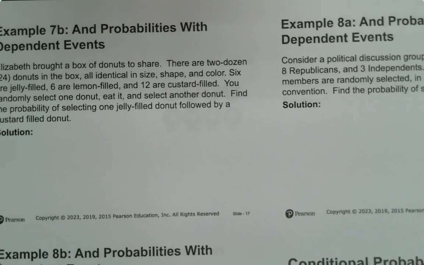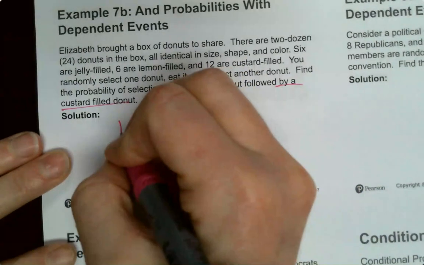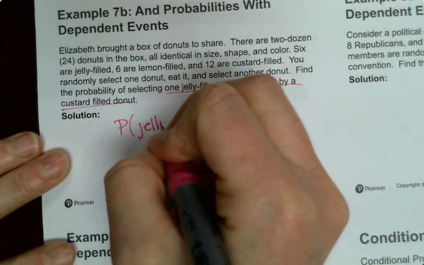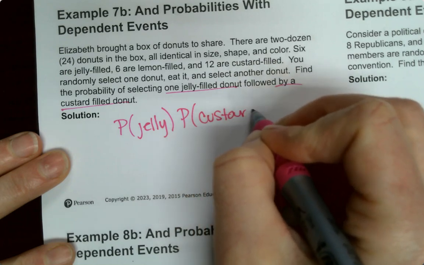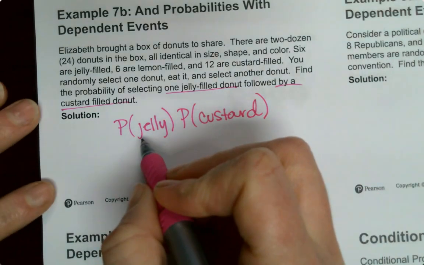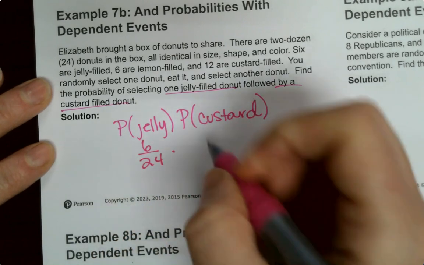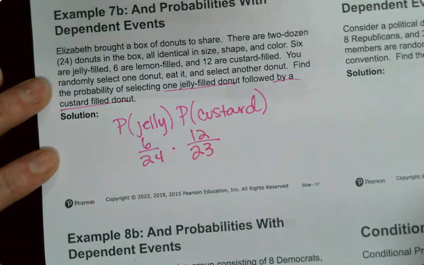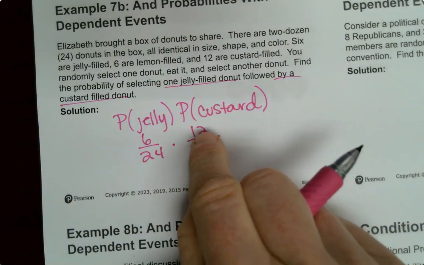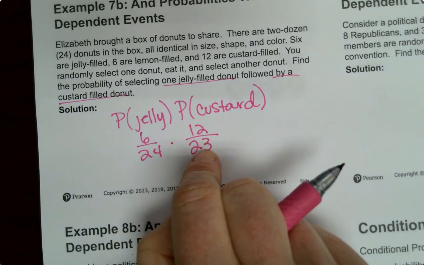So this time you're going to get a jelly filled followed by a custard. So probability of jelly and probability of custard. So this is without replacement. So probability of jelly would be 6 out of the 24. Custard, you still have 12 custard, but you no longer have 24 total, you have 23. So that's the change on this one. Custard stays the same because we didn't pick it, but the total changes.